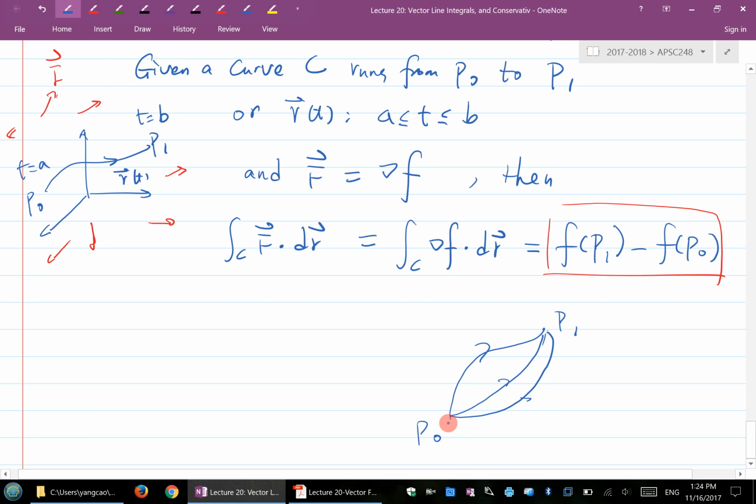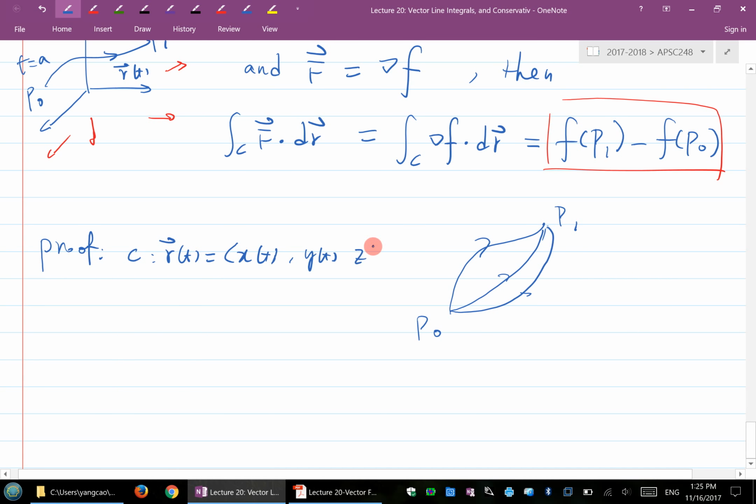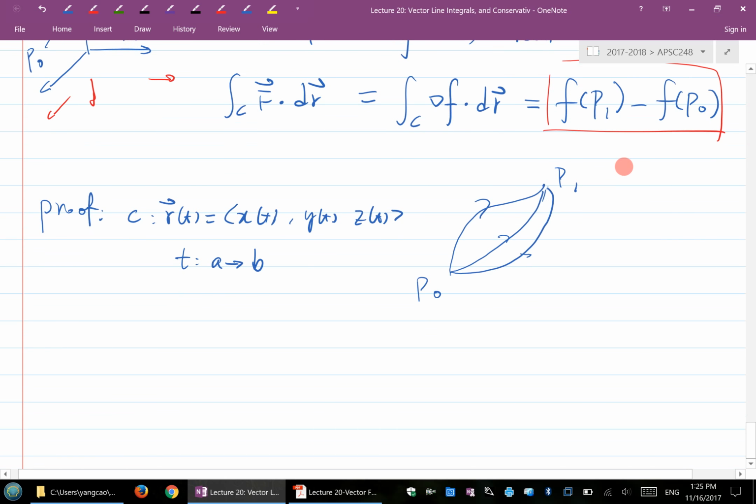There's a very brief proof for this theorem here. So let's just quickly go through the proof. These are quite important. It's not many lines of proof, so let's go through this. Okay, so C is any arbitrary curve C.